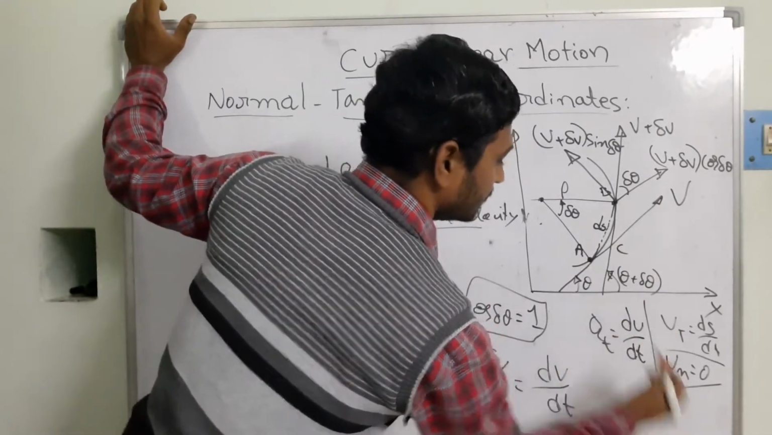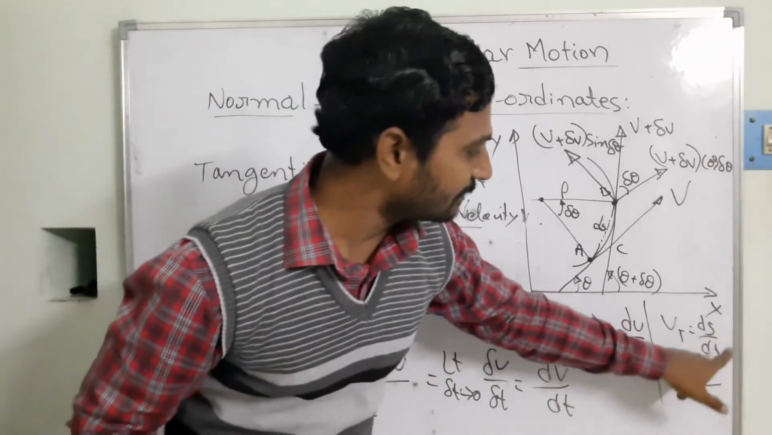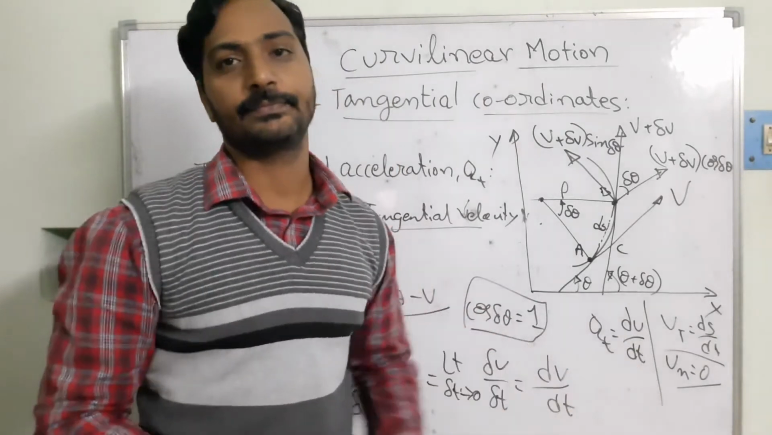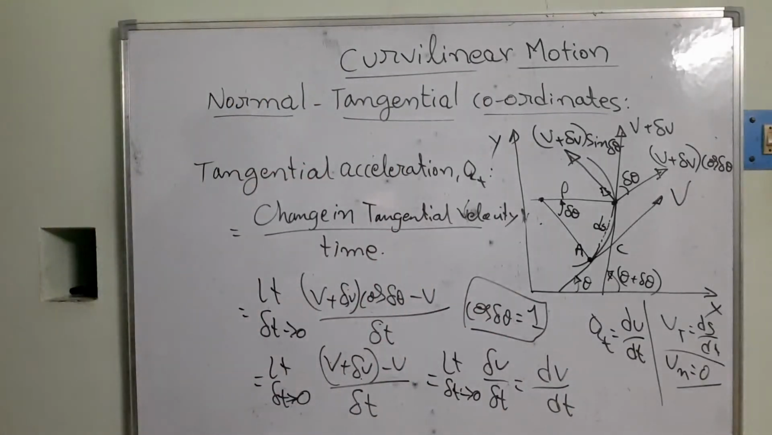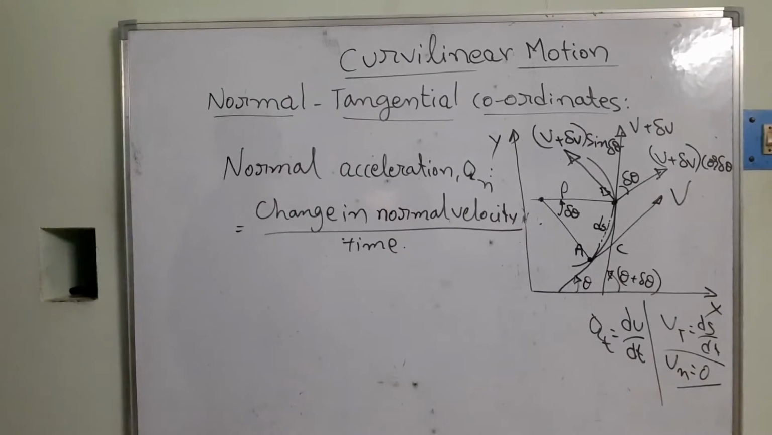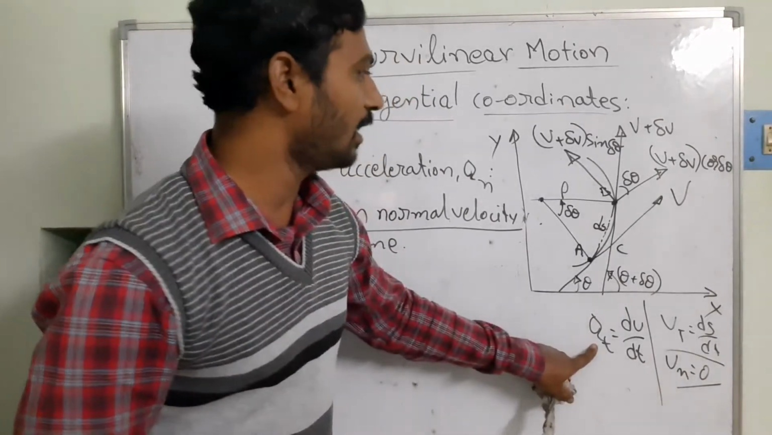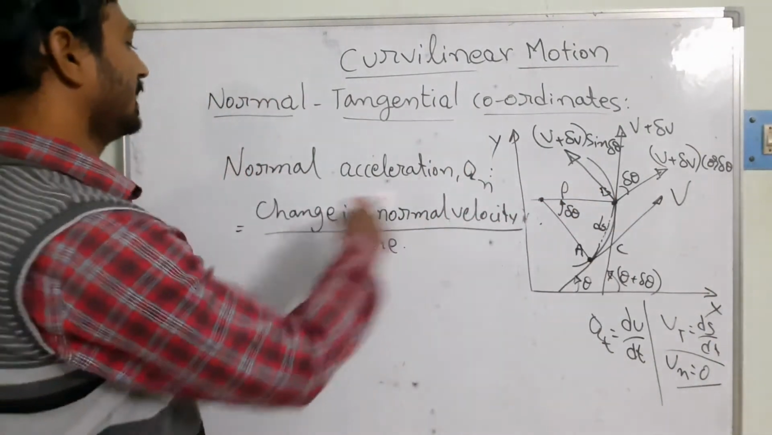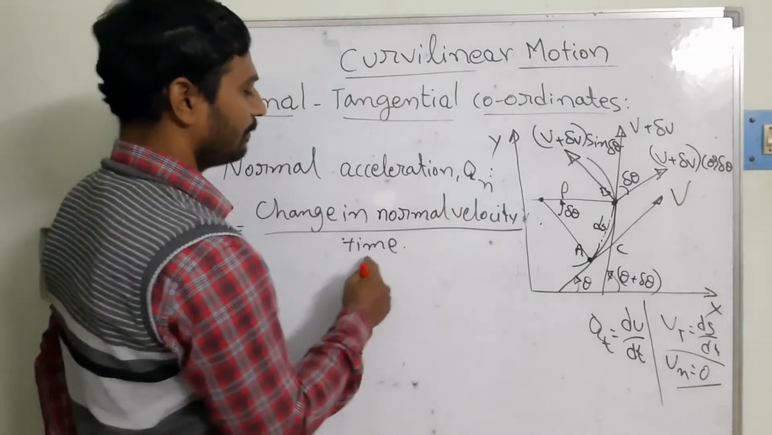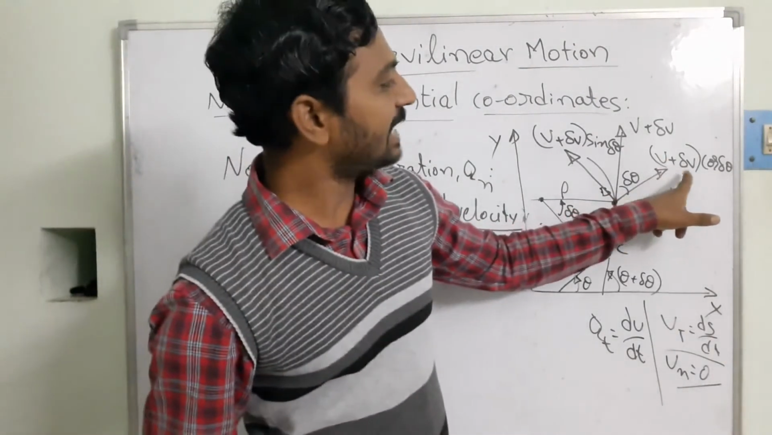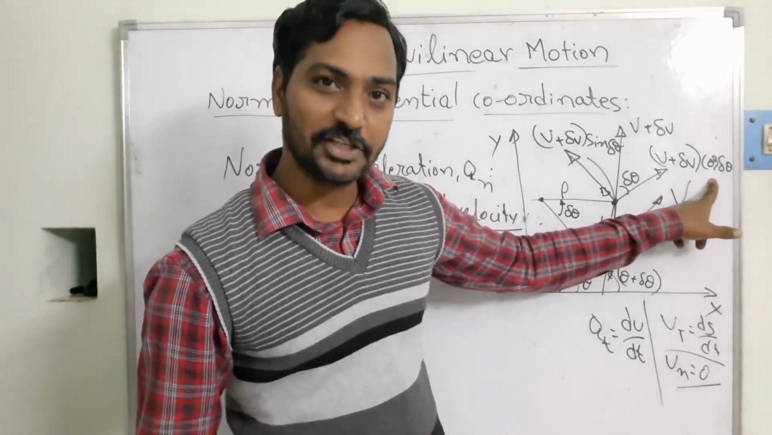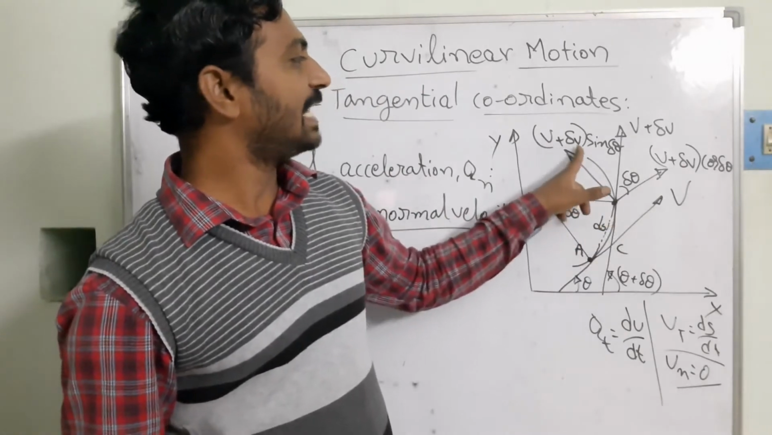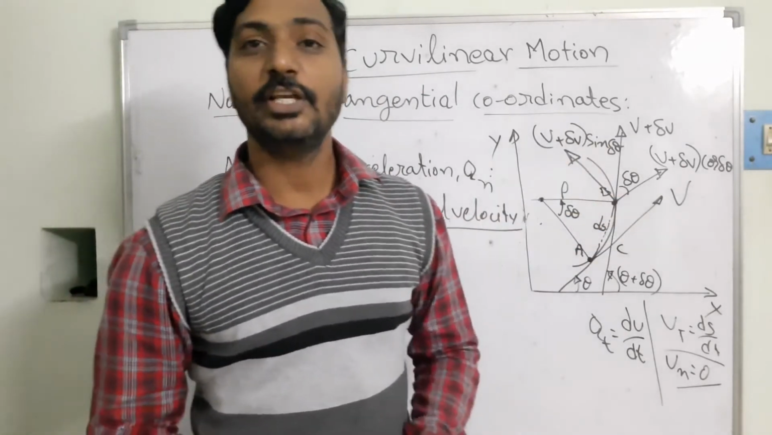So can you see, the tangential velocity is ds by dt, and at the same time the tangential acceleration is equal to dV by dt. Once we have calculated the tangential acceleration, now I am going to calculate the normal acceleration of that particle at B, which is equal to the change in normal velocity by time. There you can see V plus del V cos del theta we have taken as the tangential component. Normal to this one, V plus del V sin del theta is going to be your change in velocity.